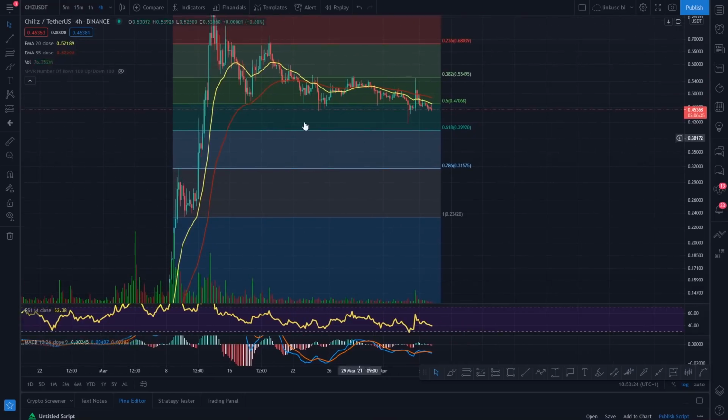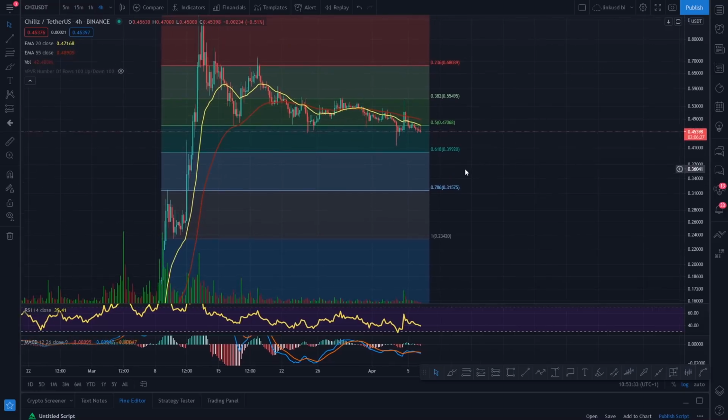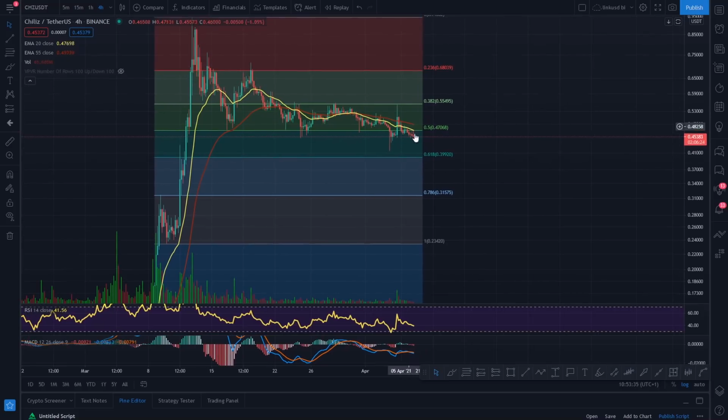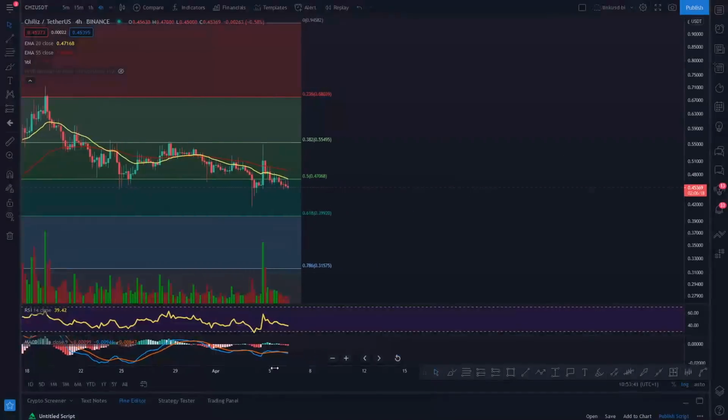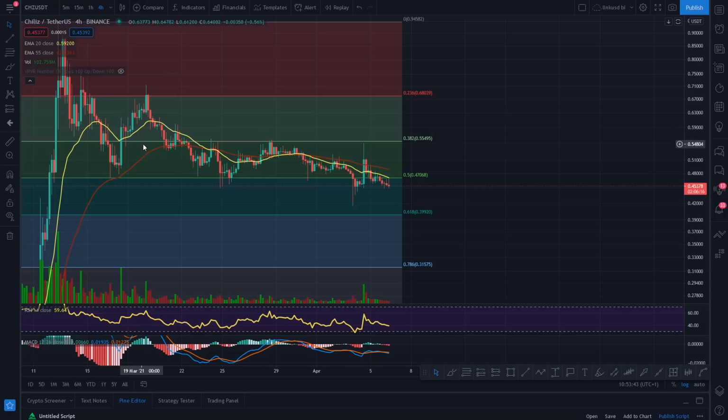So effectively, you still could see CHILIZ lose this 0.618 and then come down to rest on the 0.786. If it was to come down any lower, I'm not saying it will, it's not financial advice, and I've not got a crystal ball. All I'm doing is telling you what I see. We were in a descending triangle, we broke out, it was looking positive, but then we kept hitting our head on this 0.382, which is a really difficult level to get through.